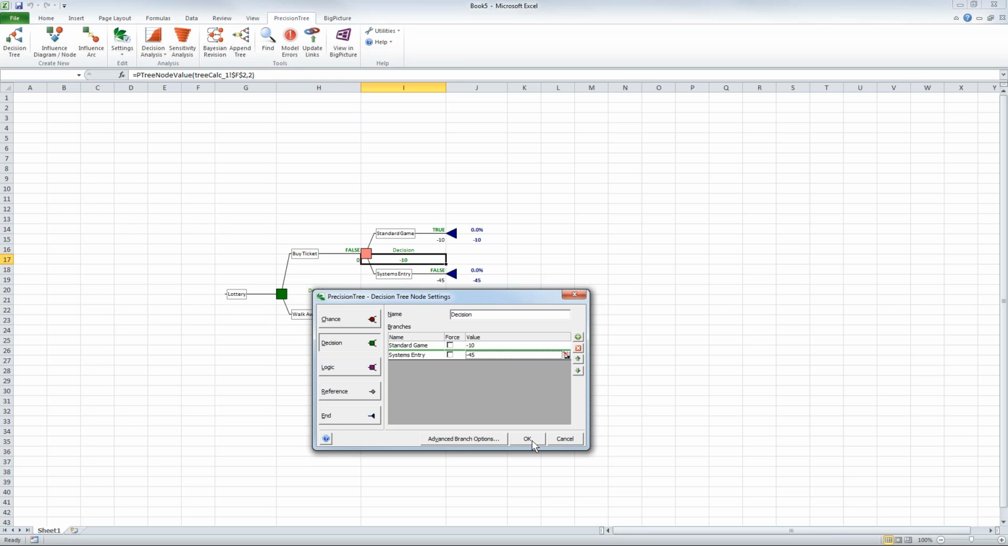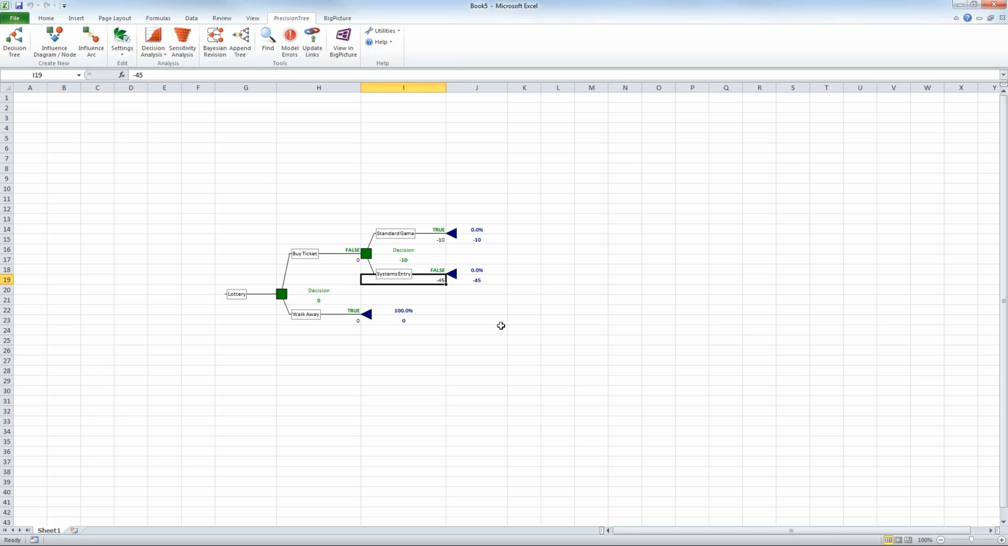So I click OK here. I can also change the values directly here in Excel. So if this was negative 55, I can change it there. But just to stay along the path of the example that I have drafted up, we'll stick with the 45.